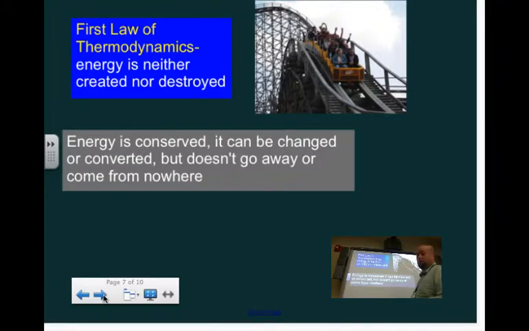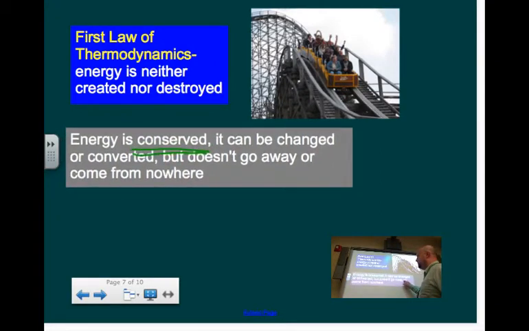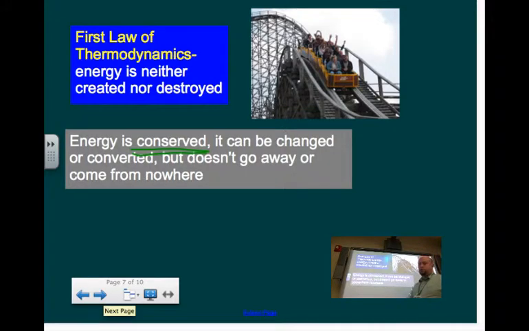We can convert it into different forms, but we can't actually destroy it. So we can take potential energy and convert it into kinetic energy. Some of it is going to be converted into heat energy, but it's not ever going to go anywhere. It's all getting converted into different forms of energy. Now, it might not be usable energy. We're going to talk about that in a second.